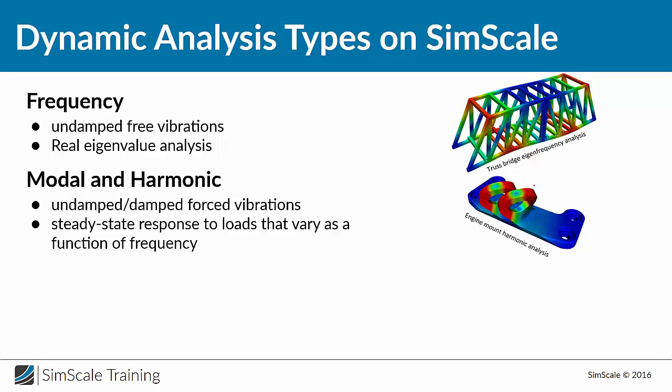And there we have undamped as well as damped forced vibrations, and we will receive a steady state response to a load that varies as a function of time or frequency, in this case frequency for sure. This is really important to understand, because these are two different steps I have to take if I want to perform a harmonic analysis. It's also very important to know that since I'm having undamped free vibrations only with the frequency simulation, I don't need any boundary conditions. That's a big advantage. The frequency simulation is independent from the external loads.